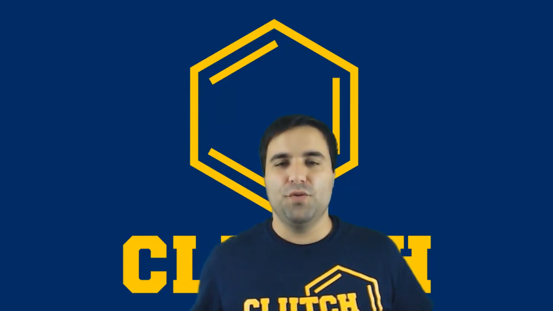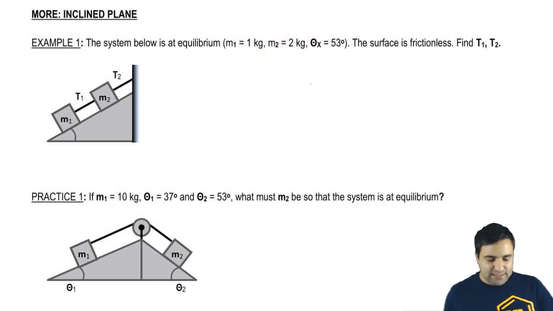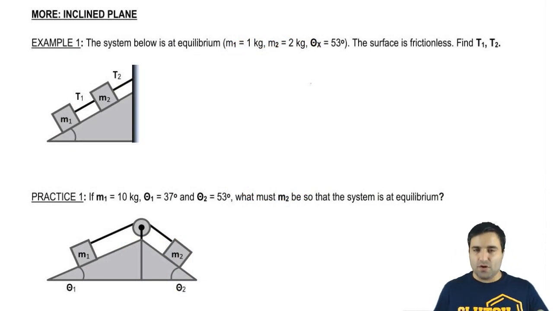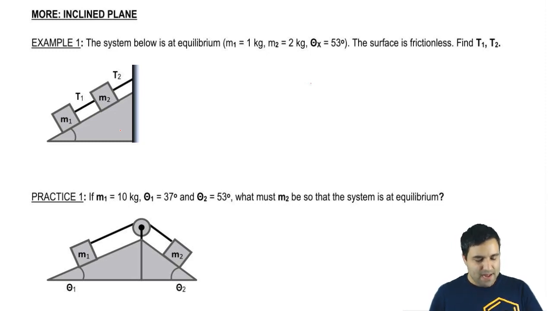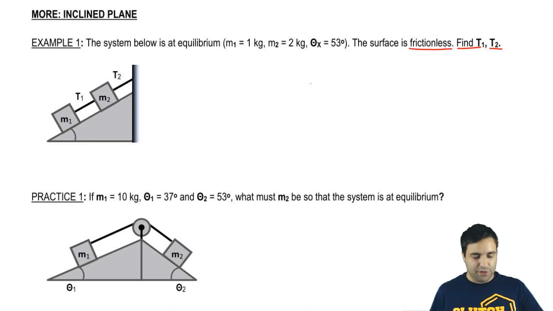Hey guys, so I want to show you a few more inclined plane problems. Let's jump right into it. So here I have a system that is at equilibrium, which means all these forces are canceling. There's no acceleration and no velocity. The masses are 1 kilogram for the 1 and 2 kilograms for the 2. And this angle here is 53 degrees, okay? I want to know what is the tension 1 and tension 2. And notice that the surface is frictionless, no friction.